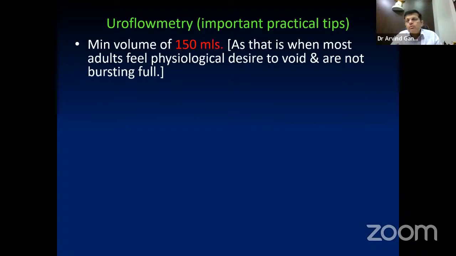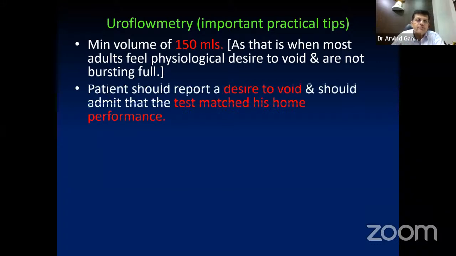The minimal volume of urine that should be voided for any uroflowmetry is at least 150 ml, as that is when most adults feel the physiological desire to void. And at 150 ml, most of the time, if it is not a small capacity bladder, they are not bursting full. So the results mimic what symptoms the patient is actually having.